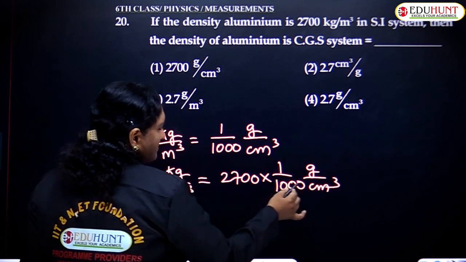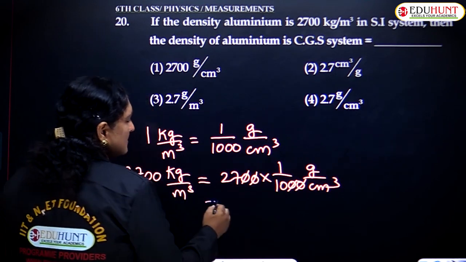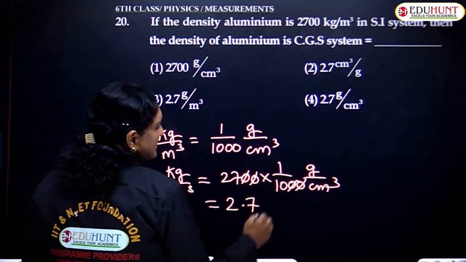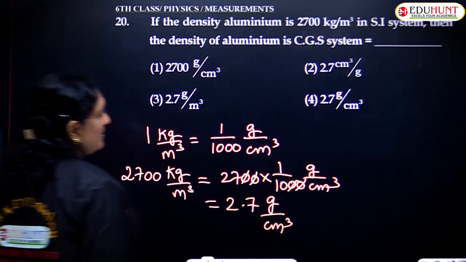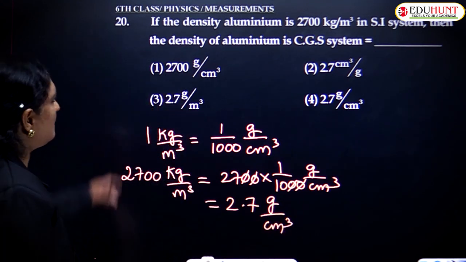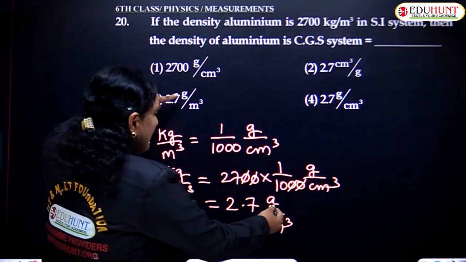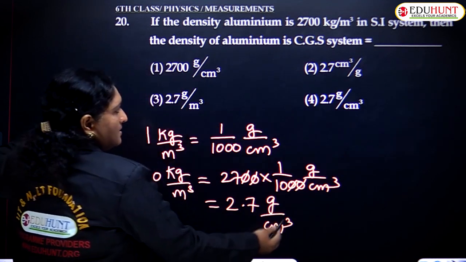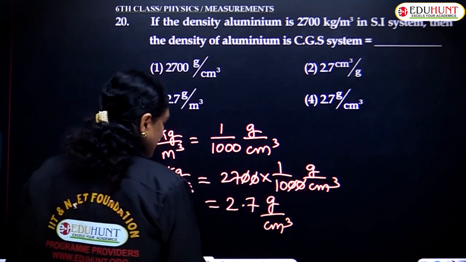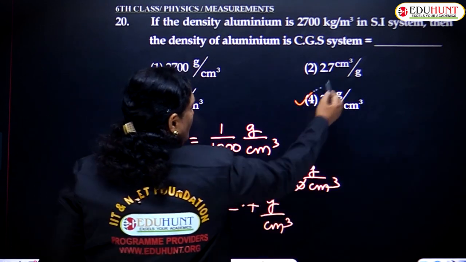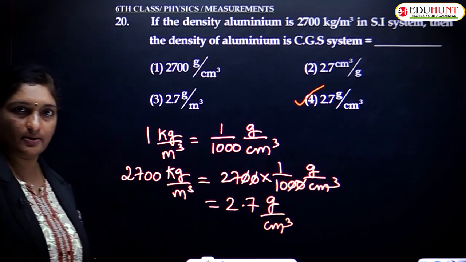Now simplify, this 0 gets cancelled. Then 27 by 10 is how much, children? 2.7 gram per centimeter cube. Where is 2.7 gram per centimeter? Both, all the three are 2.7 only. But here upper will be gram and lower must be centimeter cube. So here is your right answer. Okay. So 2.7 gram per centimeter cube. Okay, children.